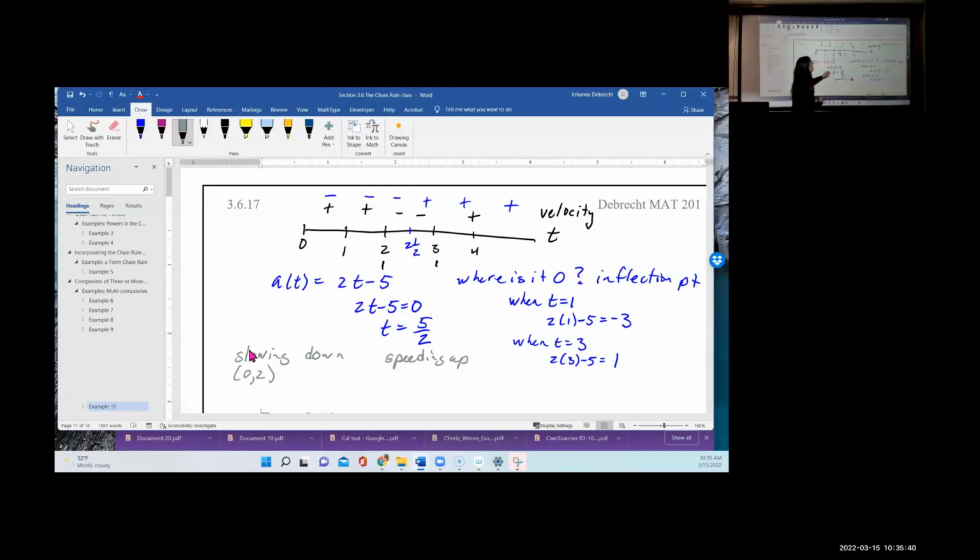When they have the same sign, both negative here between 2 and 2.5, it's speeding up. So between 2 and 2.5, it's speeding up, or 2 and 5/2, whichever way you want to write it. And then they have opposite signs again between 2.5 and 3, which means it's slowing down again. And then once it gets to 3, above 3, they have the same sign. They're both positive, so they're speeding up again from 3 to infinity.